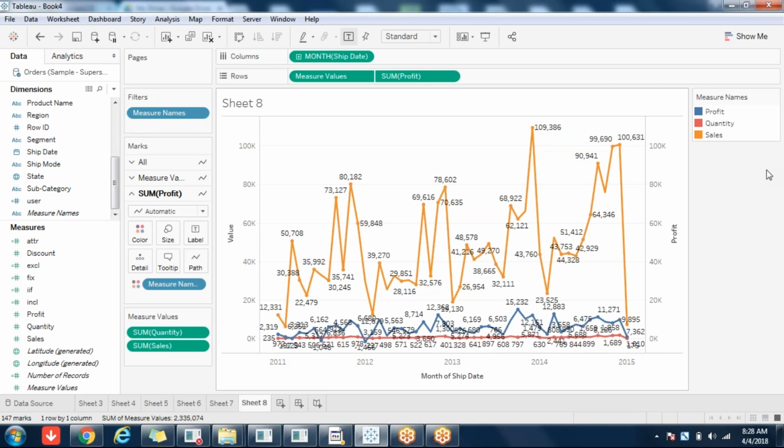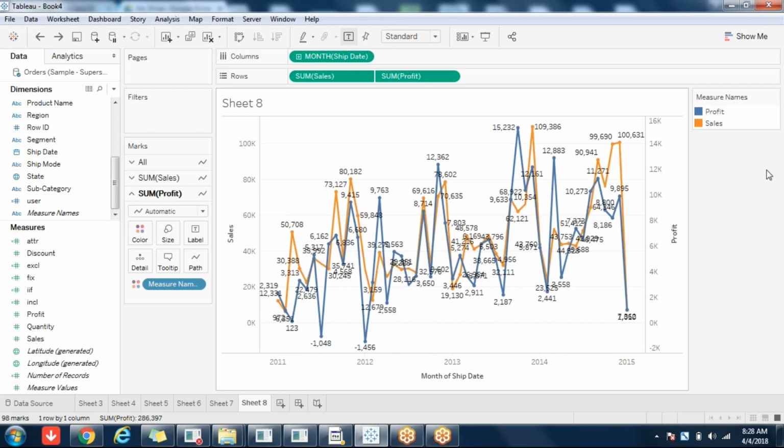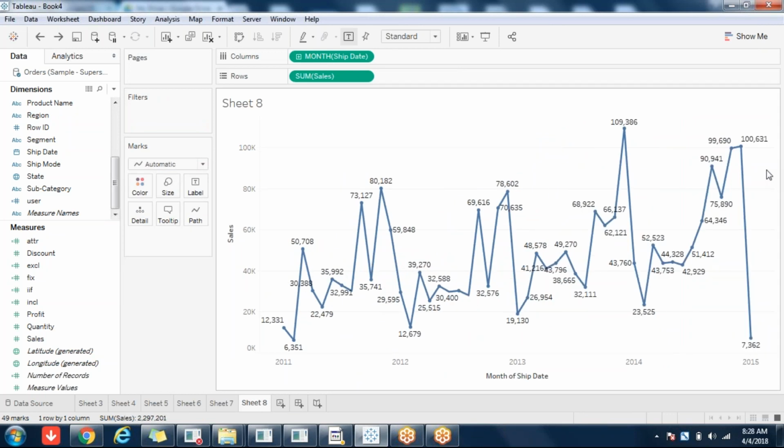So this is line chart. In any chart, you can get a dual axis, blended axis. Again, I'm telling you, it's not just a line chart, bar chart, such kind of things, in any chart.